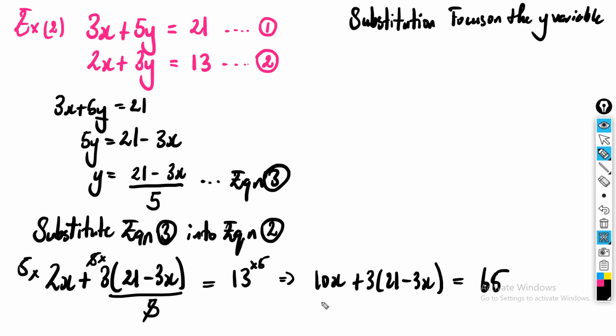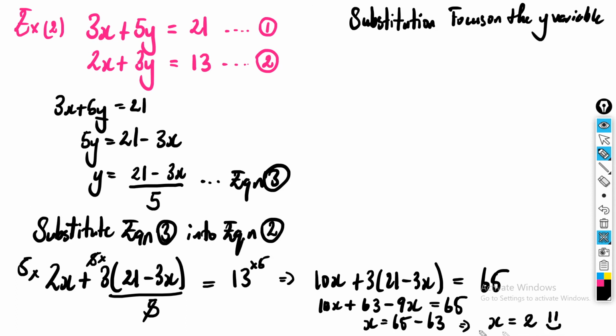And then we end up with 10x plus 3 times 21 would give us 63. And then 3 times minus 3x would give us minus 9x is equal to 65. So we're going to end up with x is equal to 65 minus 63, because we carried the 63 over to the right side. And we end up with x is equal to 2. Cool, which is pretty simple.